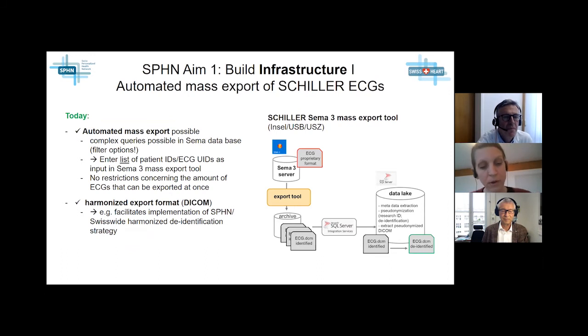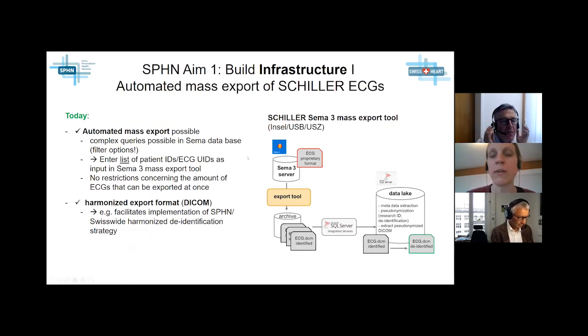So in the frame of the SwissHEART project, both the Inselspital and the USZ implemented a process which now allows for an automated mass export that was already previously implemented in Basel at the USB. So basically, we are now in a much better situation to be able to perform an automated mass export of a given set of ECGs of interest for a given cohort.